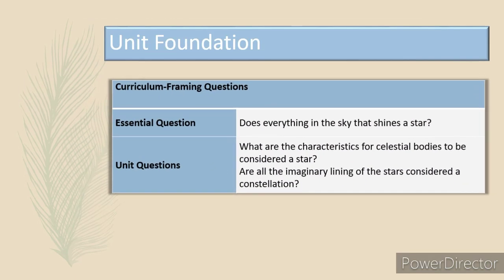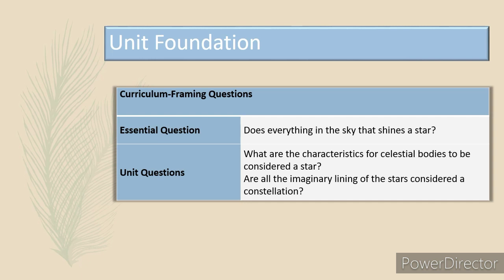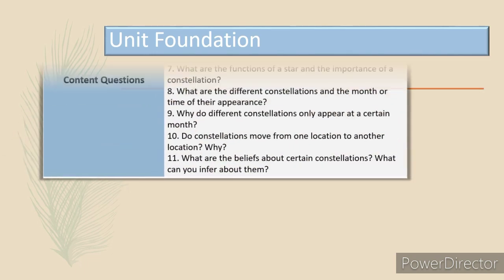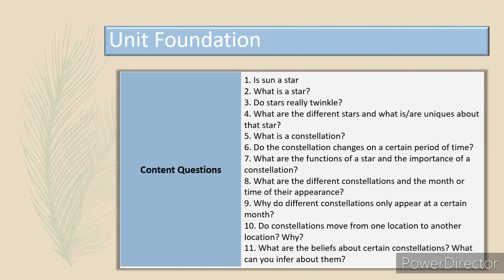Let us now proceed to the curriculum framing questions. The essential question would be, does everything in the sky that shines a star? The unit questions are, what are the characteristics for celestial bodies to be considered a star? And are all the imaginary lining of the stars considered a constellation? And we also have the 11 content questions.